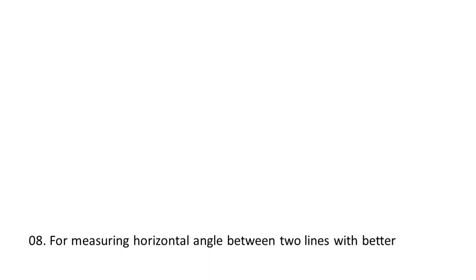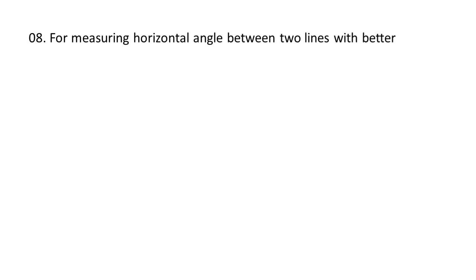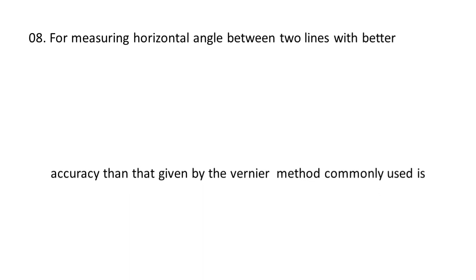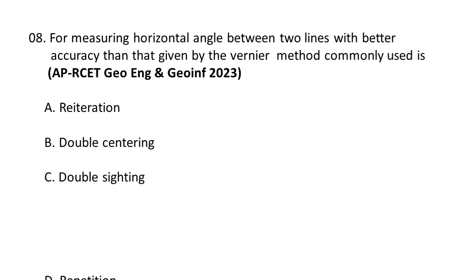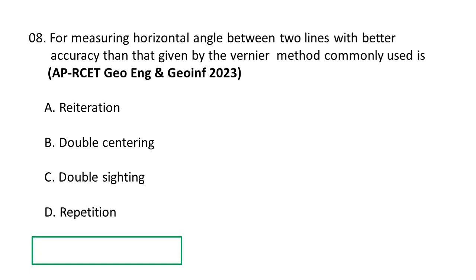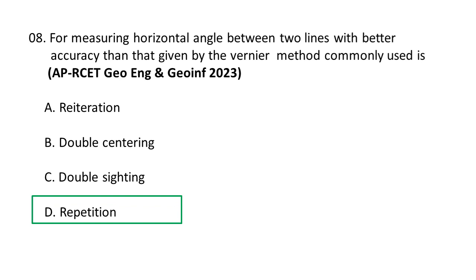Next question. For measuring horizontal angle between two lines with better accuracy than that given by the vernier method, commonly used is A. Reiteration, B. Double centering, C. Double sighting, and D. Repetition. So the correct option is repetition. In this method, the desired angle is measured several times, and the correct value of the angle is obtained by dividing the accumulated reading by the number of repetitions. The number of repetitions made usually in this method is 3 with the face left and 3 with the face right. So D. Repetition is the correct option.